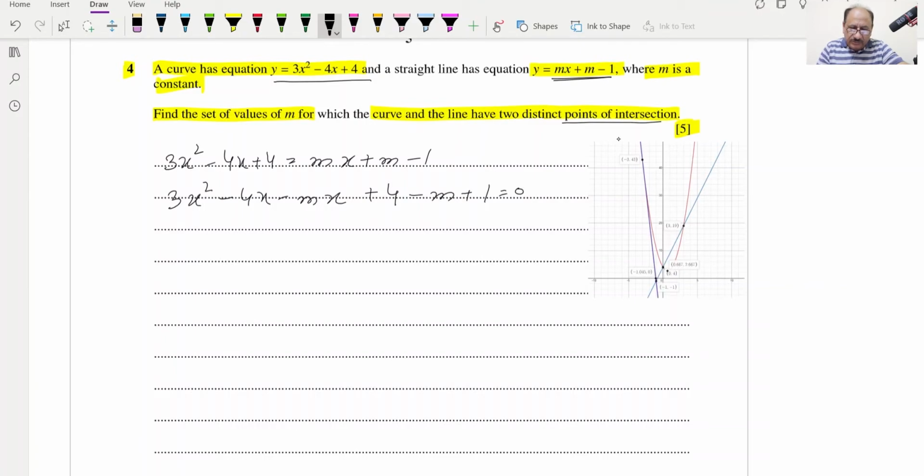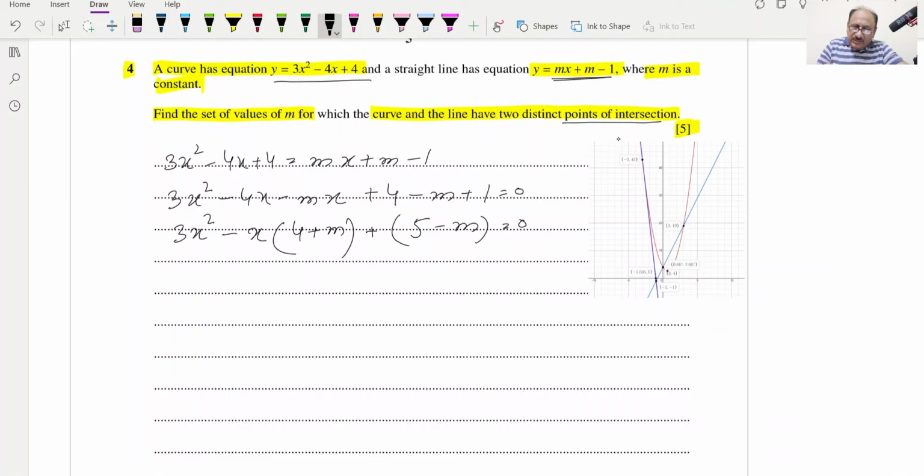We have rearranged and shifted everything to one side of the equation. Now we can rewrite it as 3x², and taking −x common, inside will be (4 + m), and for the constant we put 4 + 1, which is 5, so (5 − m) = 0. Now this is the quadratic equation in terms of x.